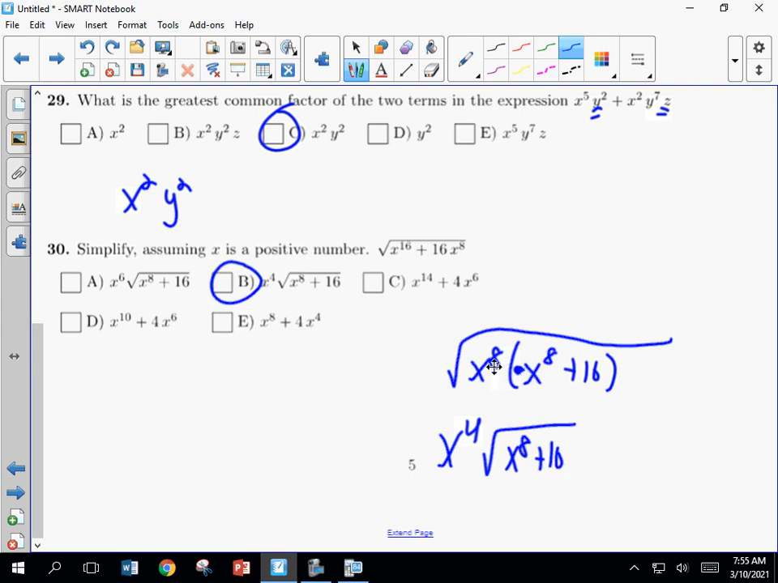Why was I allowed to simplify this? Because when I took out the factor, the GCF, it's now multiplied times this. So now I can take the square root of this, and if there wasn't two things added together, I could take the square root of this, but I can't because they're added together. So I can only take the square root of this, and when you take the square root of a variable, all you're doing is taking the exponent and dividing it by 2.